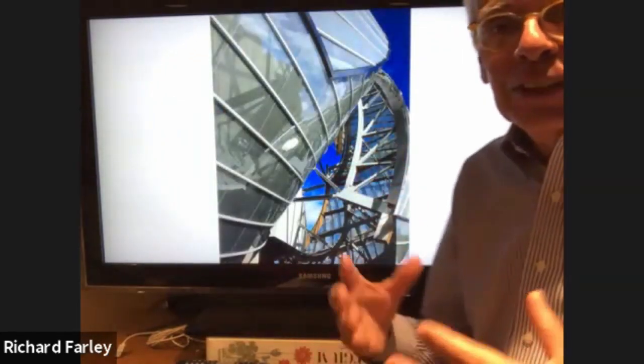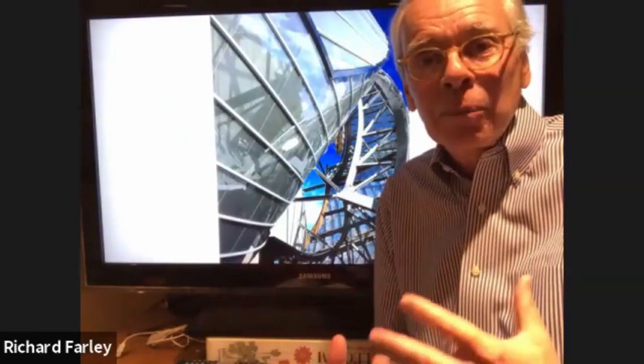And part of that delight of this architecture is the fascination of how it's all held together and put there.